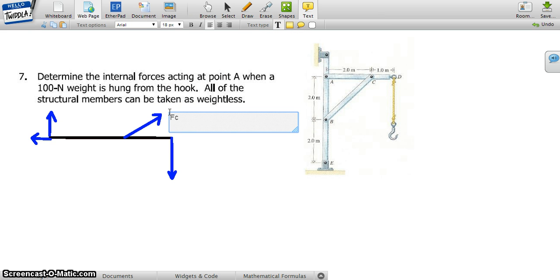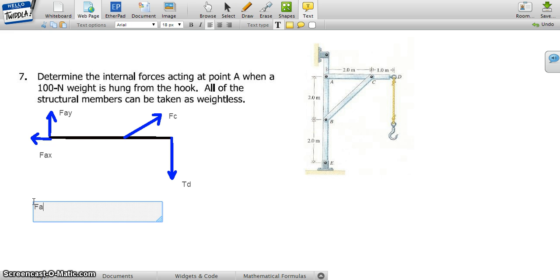So I have force at C on the beam. I have the tension at D. I have the force at A in the Y direction. I have the force at A in the X direction. And I can write a couple equations here. I could say that FAX is equal to FCX, and I can say that FAY plus FCY equals TD.